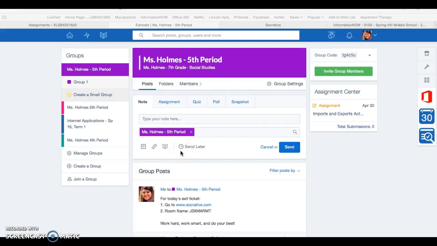Now, this class in Edmodo was set up near the end of our school year as a way for students to pilot a one-to-one classroom for the next school year. So when we're looking at Edmodo, you can see that it is my 5th period, 7th grade social studies. I have one assignment in the assignment center. Here's how we invite our students to our group with our code.